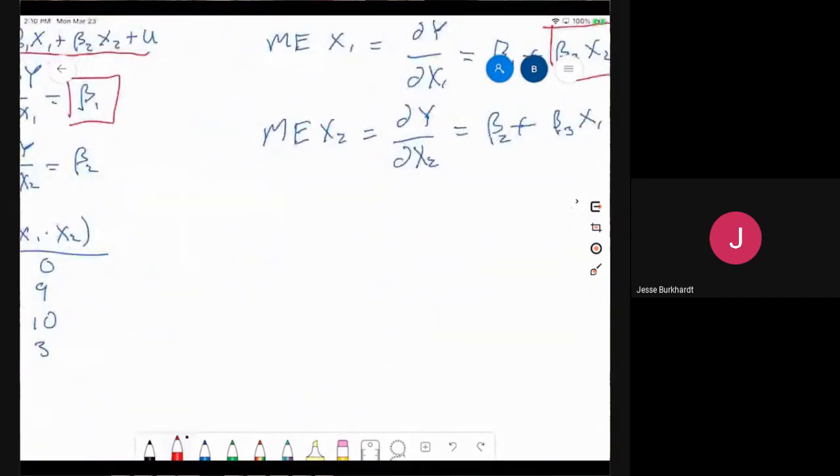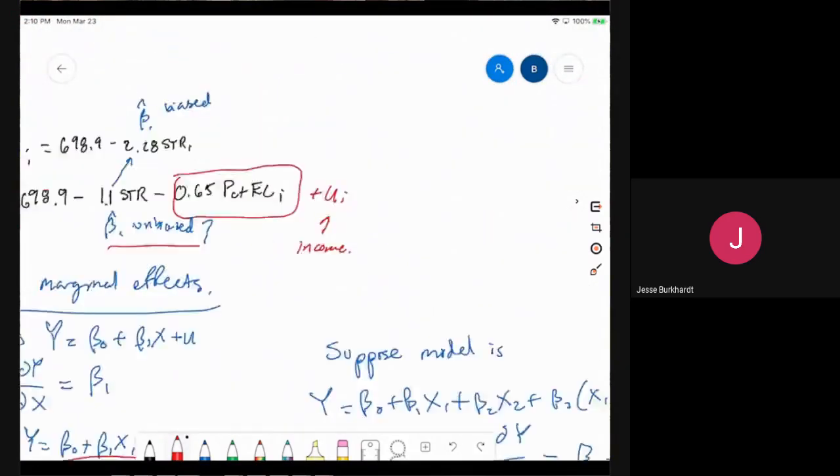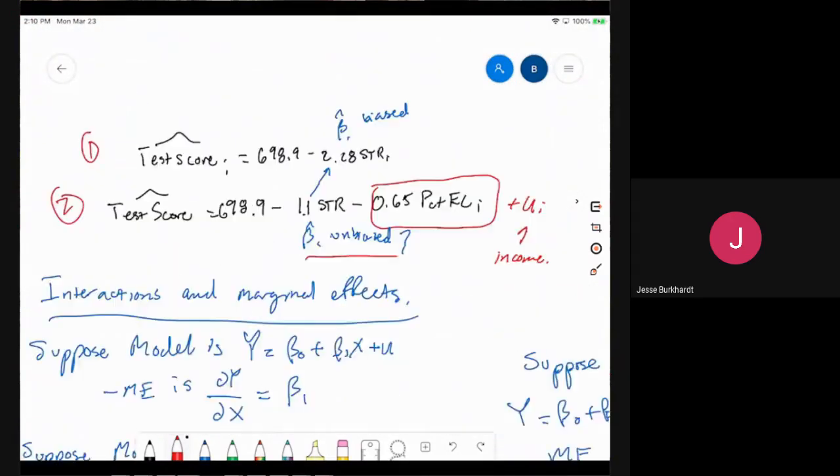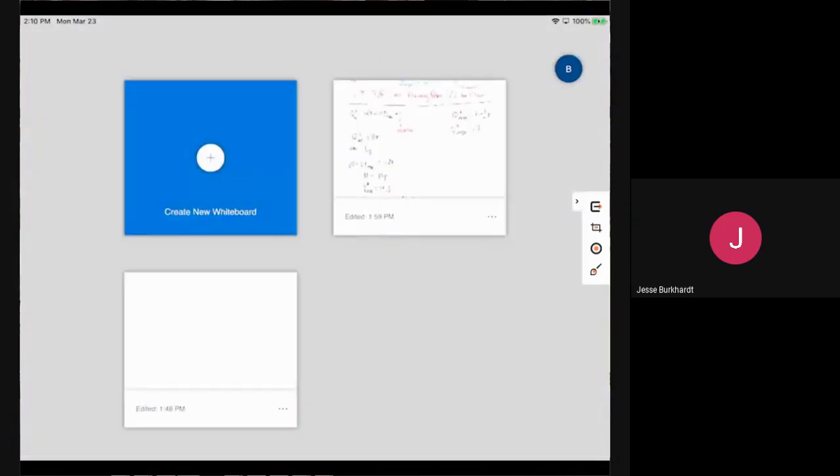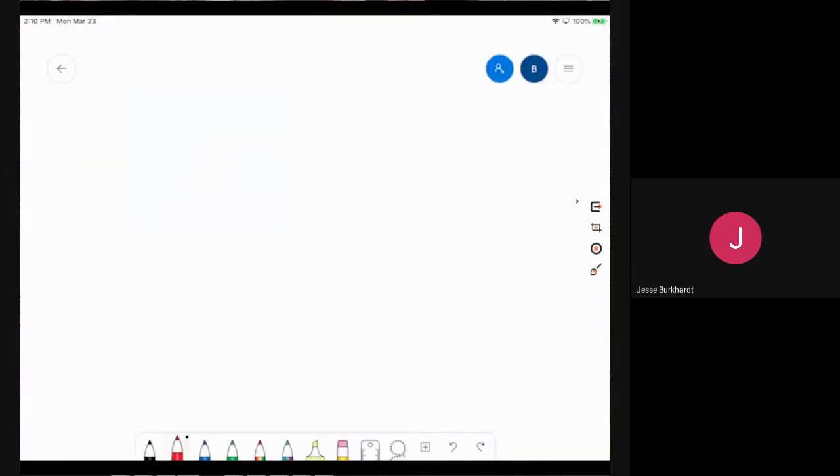All right, I have a lot of room up there. I'm going to start a new whiteboard. All right. What about the interaction of two dummy variables? What's a dummy variable? Let's remind ourselves of that.